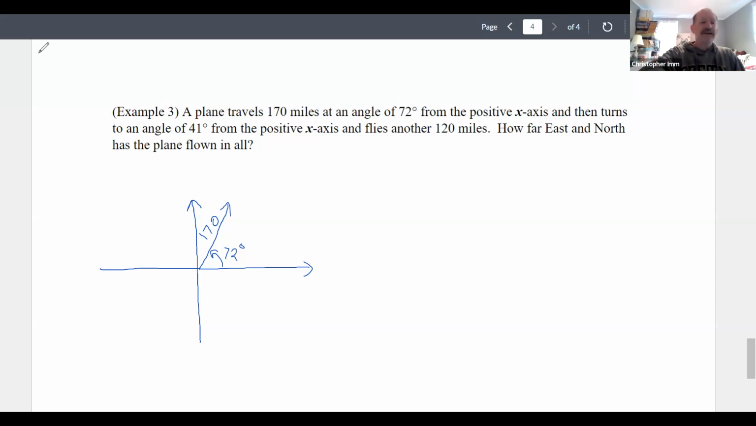So remember, when we add those vectors together, we can either use the head-to-tail method or the parallelogram method. I'm going to try a head-to-tail method here. So for the turn in the plane, I'm going to start on the head of the first vector, and now it's turning at an angle of 41 degrees, roughly like this, and it's flying another 120 miles. So when I add those vectors together, it's going to look like this. And I can find that red vector by finding the components for each of the blue and the green vectors. So that's what I'm going to set out to do now.